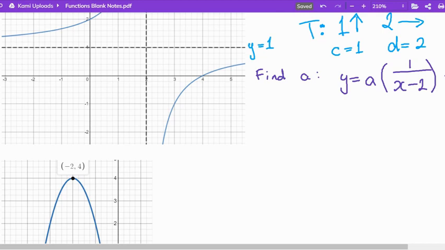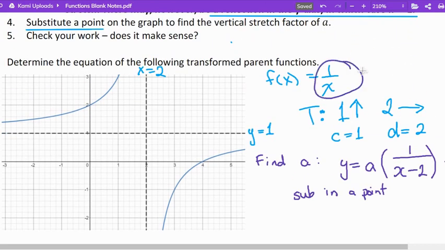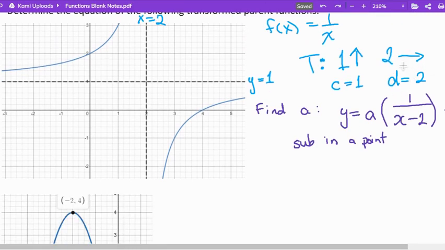So again, stop me if you have questions. In order to find A, what must I do? Sub in 1 point. Yes. So this is me taking the parent function of the reciprocal function, adding the d, which goes next to the x, adding the c that goes after. And the a is in front, which I don't know yet. Okay, now let's find a point.